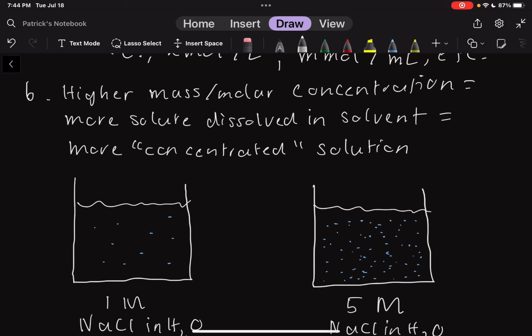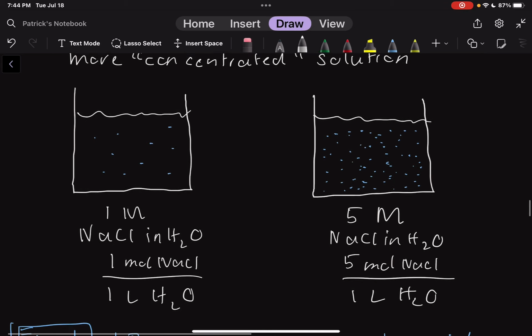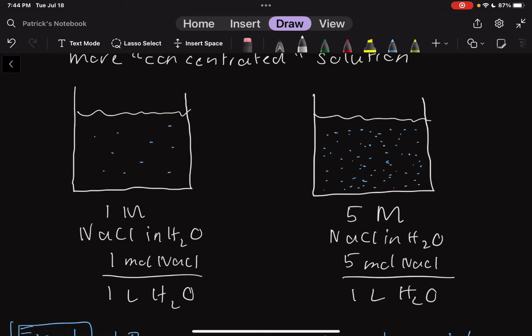From a conceptual point of view, a higher mass or molar concentration means that more solute is dissolved in the solvent, and this means that the solution itself is more concentrated. Here's what we mean. Down here, we have two solutions. The one on the left has a molarity of 1 M, and the one on the right has a molarity of 5 M. Both solutions are sodium chloride, or NaCl, dissolved in water. So sodium chloride is our solute, and water is our solvent.